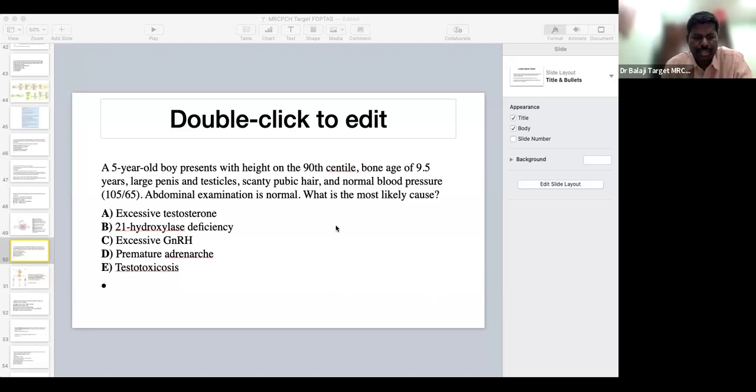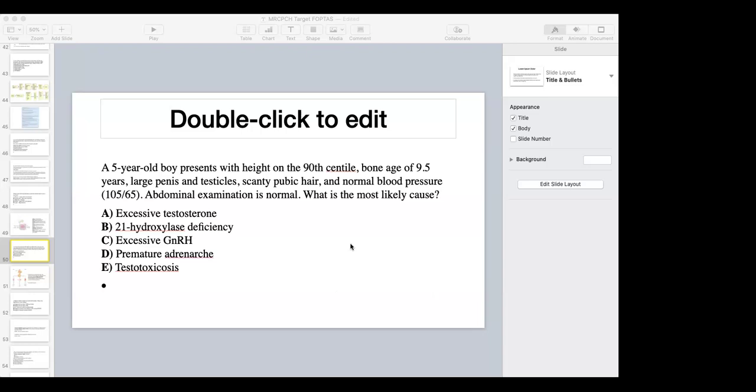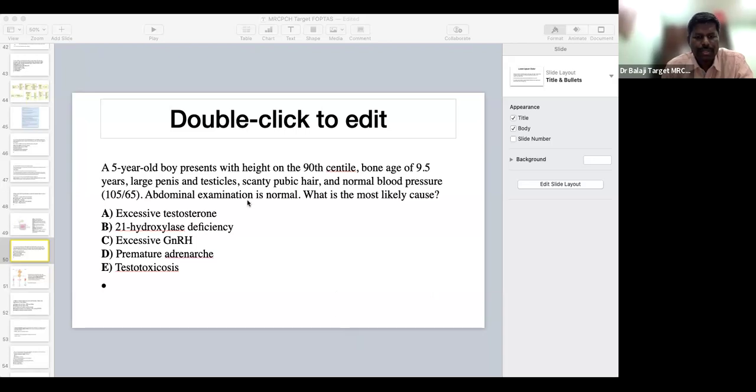Okay. Anybody else wants to guess before we move on? Excessive GnRH. So one important clue that it is excessive GnRH is the testicles. We said that you can have pubic hair and anything when testosterone is there. Whenever testosterone is there, you can have a large penis. You can have hair, bone age growth. But testes will increase only when LH is coming and stimulating.